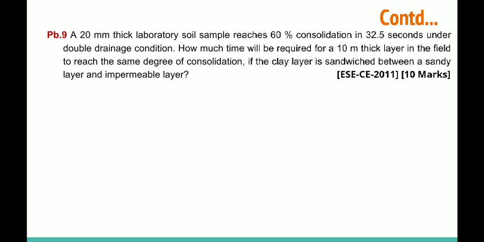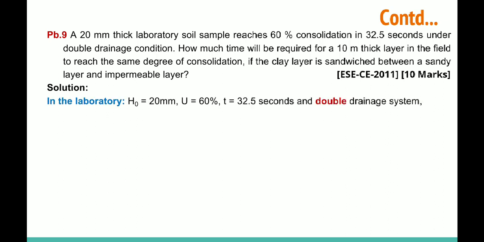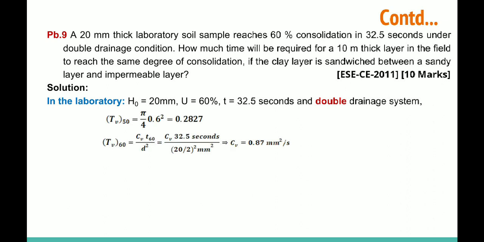So this is the example of a single drainage system. Again in the laboratory we can calculate the coefficient of consolidation. We have calculated the time factor for 60% consolidation. I wrongly mentioned Tv50, it is Tv60. So now we can calculate the Cv value, that is 0.87 mm square per second, because we have the D value and we have the T60, that is 32.5 seconds. By using this relation we can calculate 0.87 mm square per second.